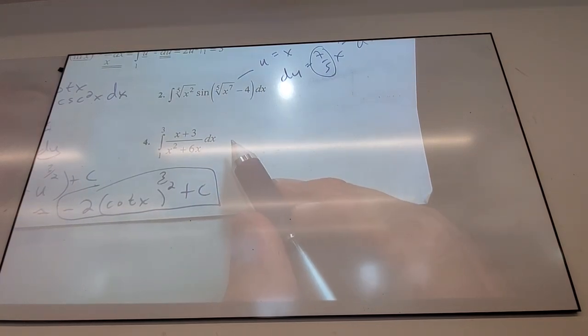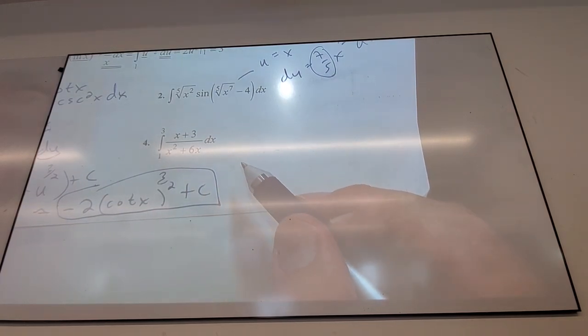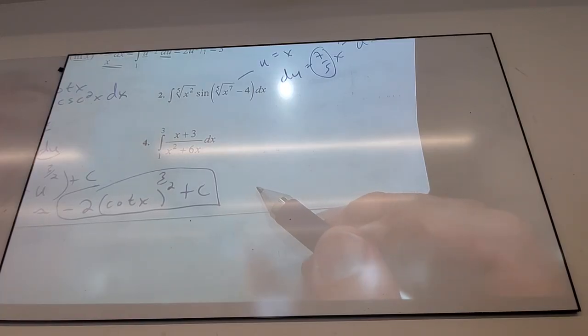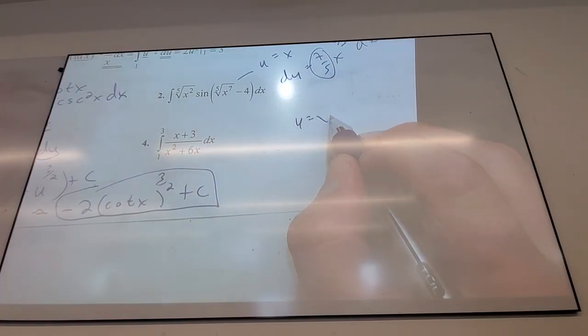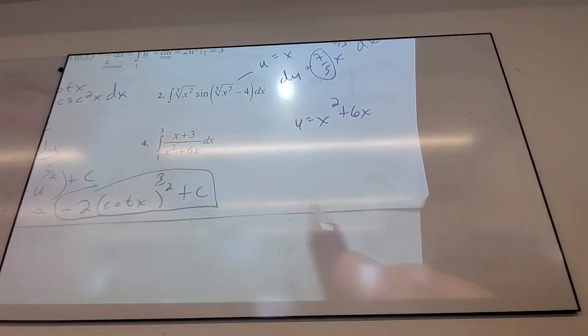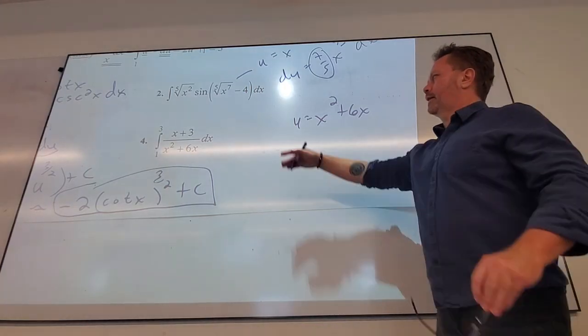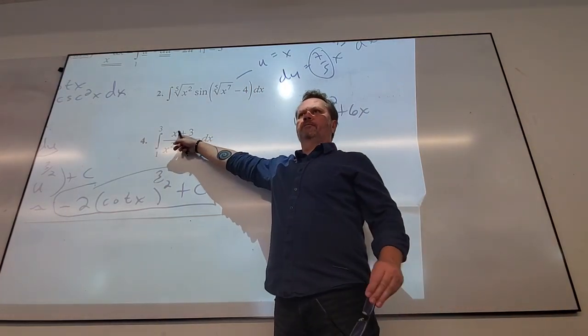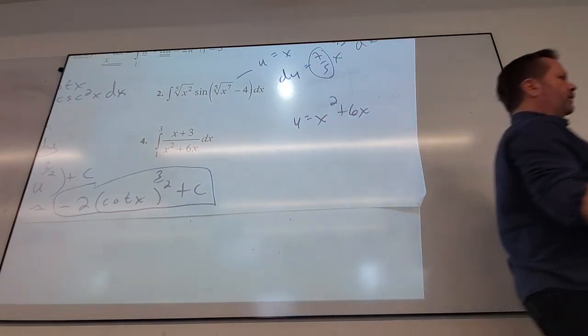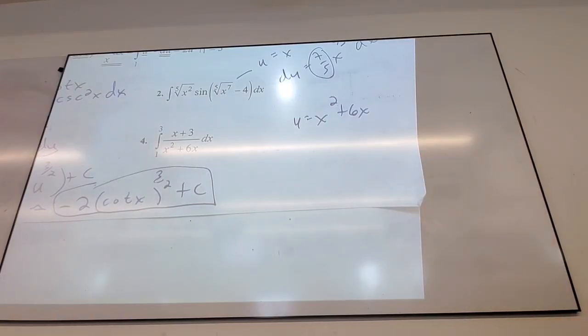What do you guys think you should let u equal here? You're gonna have to factor the bottom, right? Yeah, the x squared plus 6x, for two reasons. It's the part that's stuck somewhere. And the derivative of something squared is something to the first power, and that's exactly what's on the top, yes? What is that guy's derivative?